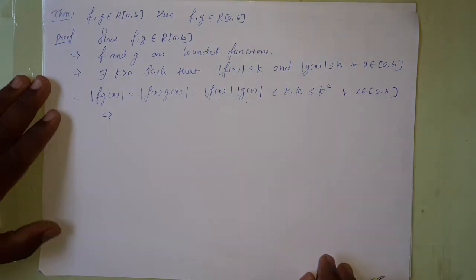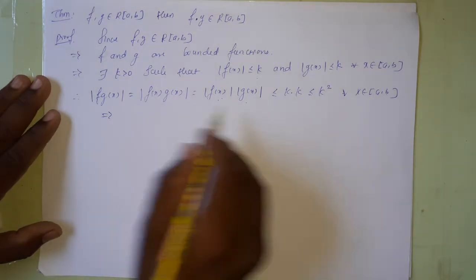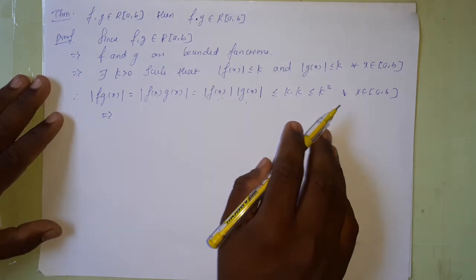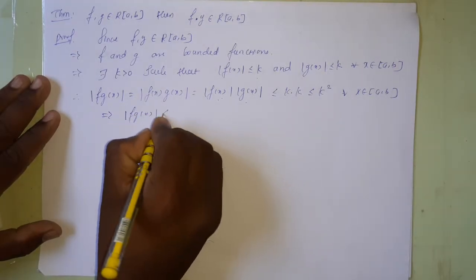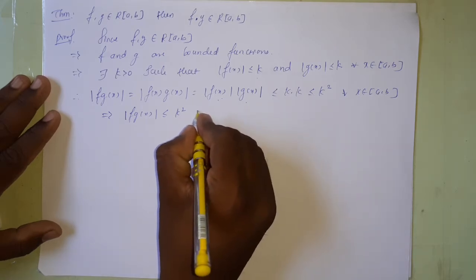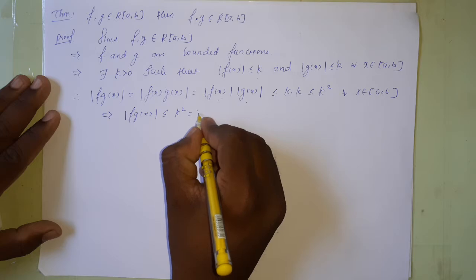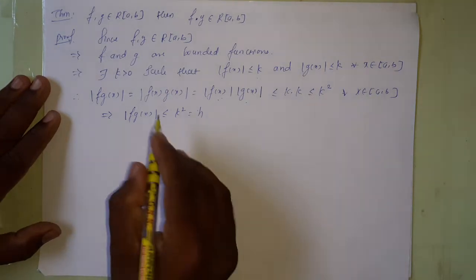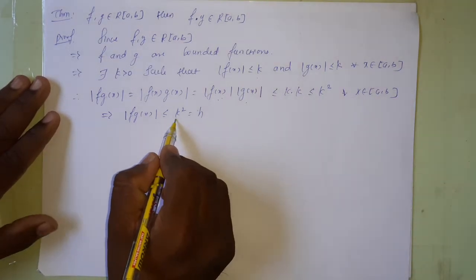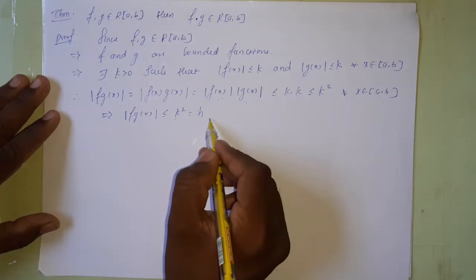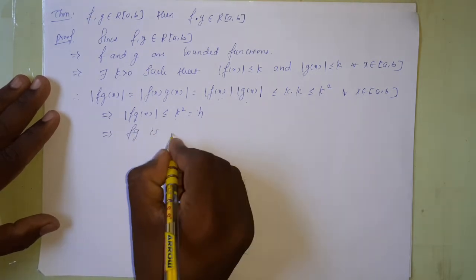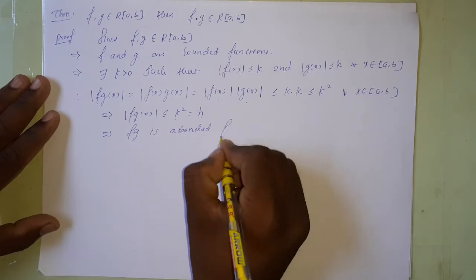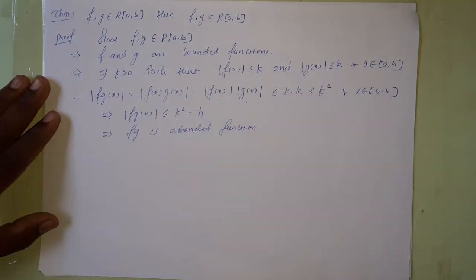So again, by using the definition of bounded function, if the value of any function is less than or equal to some value k, then that function is called a bounded function. Therefore, mod f into g of x is less than or equal to k square. This k square is a real number; let us name it h. Since k is positive, k square is positive, and that k square can be written as h. So f into g of x is less than or equal to h. Then it implies that f into g is a bounded function by the definition of bounded function.